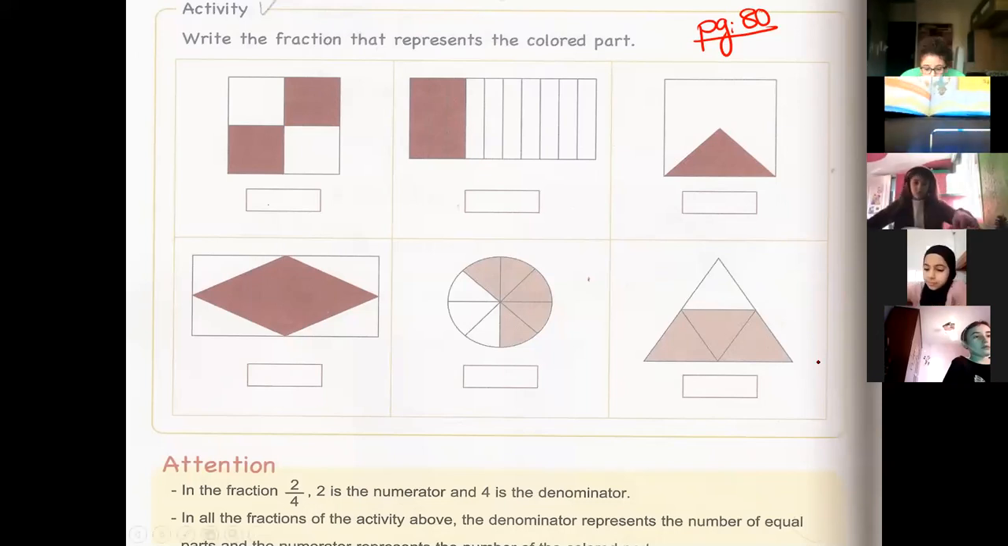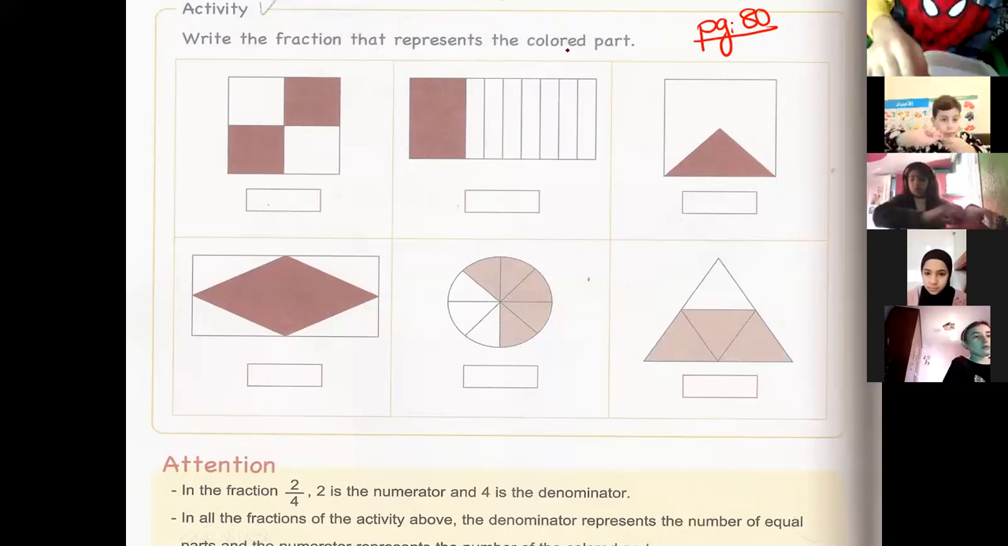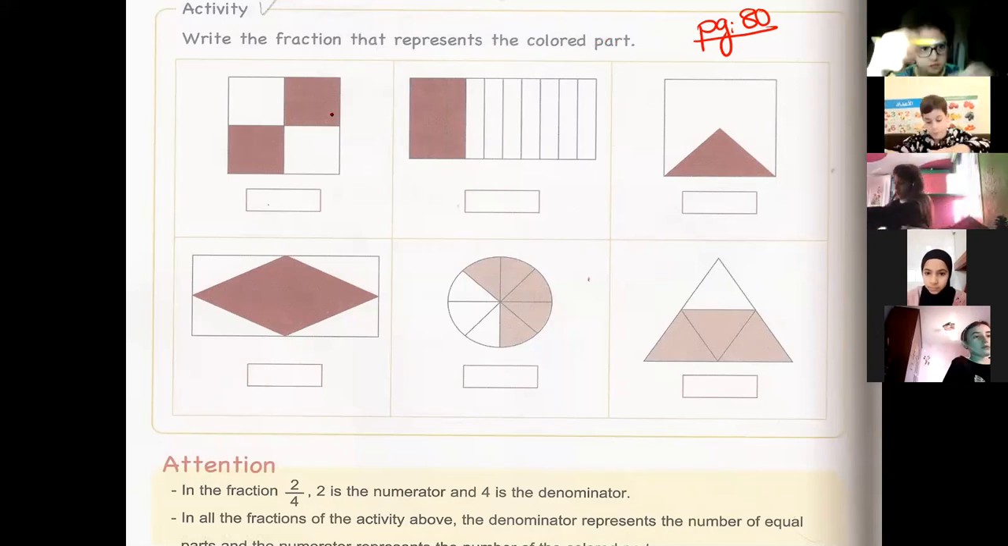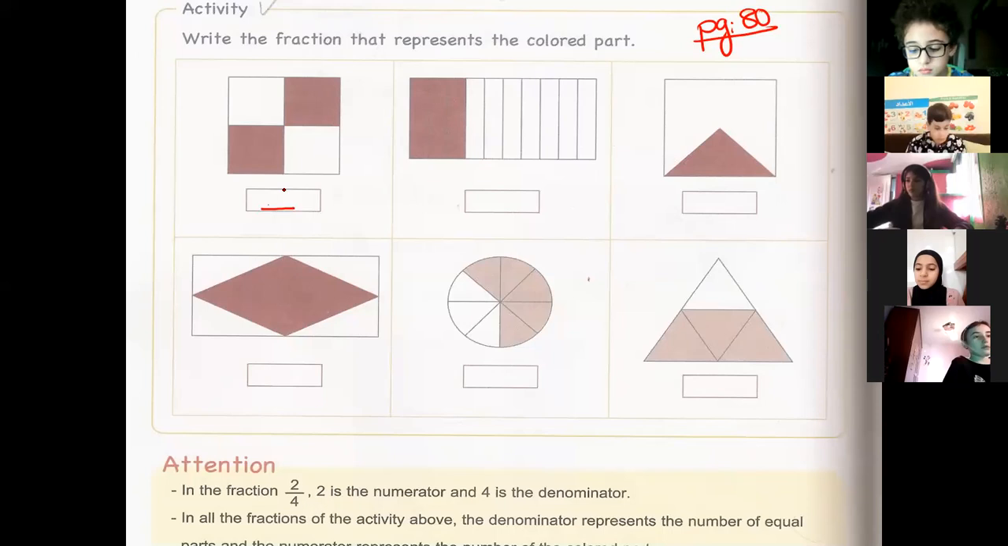Let's start with activity 1. Are you ready? Okay, Raneem Kifel. Write the fraction that represents the colored part. Look at the first figure, Raneem. We will write a fraction: a number at the top and a number at the bottom. At the top, we will write what, Raneem? The number of what?